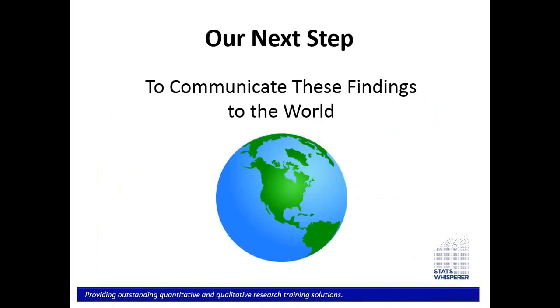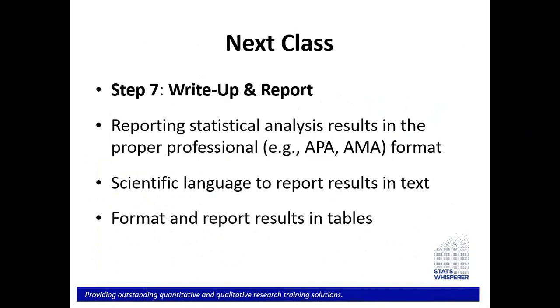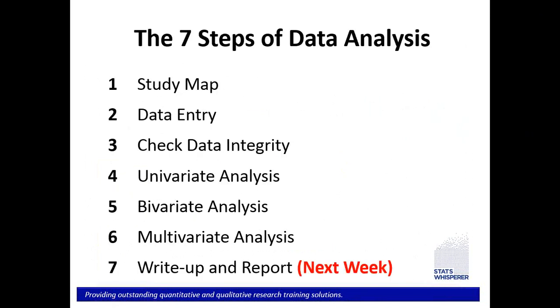Our next step is going to be communicating these findings to the world. Specifically, in the next class, we're going to look at step 7, the write-up and report. We're going to report statistical analysis results in the proper professional format, for example APA or AMA. We're going to talk about scientific language to report the results in text, as well as formatting and reporting the results in tables. So there we are, all the way at the bottom now, step 7, the write-up and report for next week.